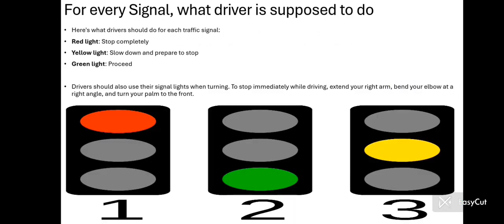For every signal, what is the driver supposed to do? It's simple, guys. For a red light, you need to stop the vehicle completely. For a yellow light, slow down and prepare to stop before the red light comes. And after the red light, the green light will come, and after that all vehicles can go. Drivers should know these rules for signaling.